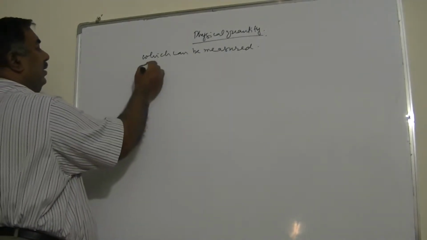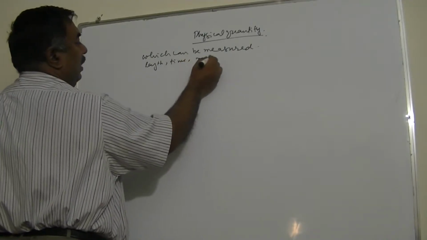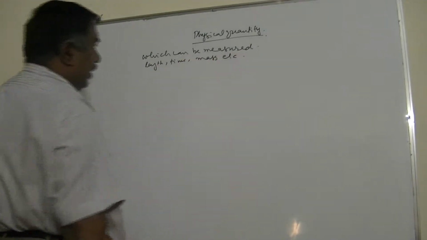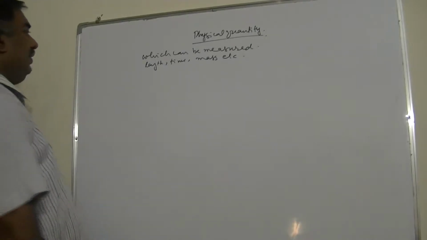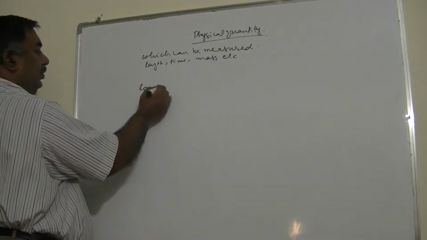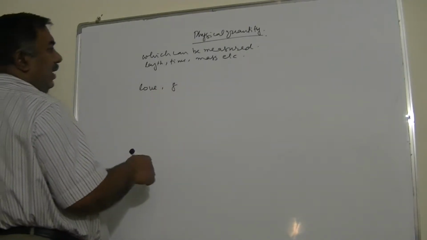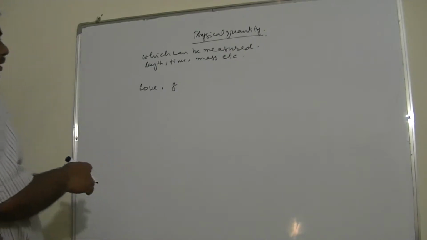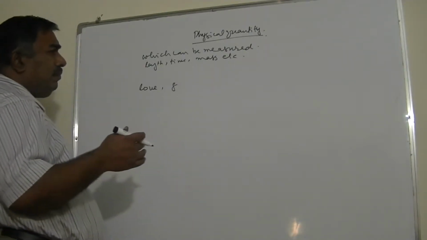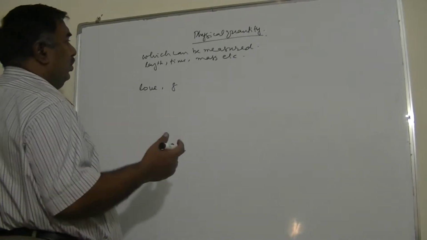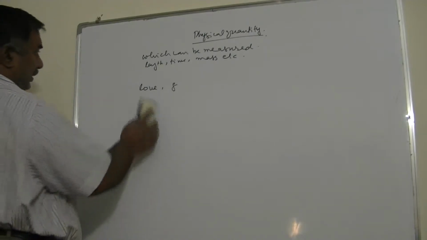For example, length, time, mass, these are physical quantities because they can be measured. But those are not physical quantities which cannot be measured. For example, you cannot measure love, you cannot measure any good act, any act of goodness, or any cruelty. You cannot measure the beauty. So these are non-physical quantities. We in physics are concerned with the physical quantities.